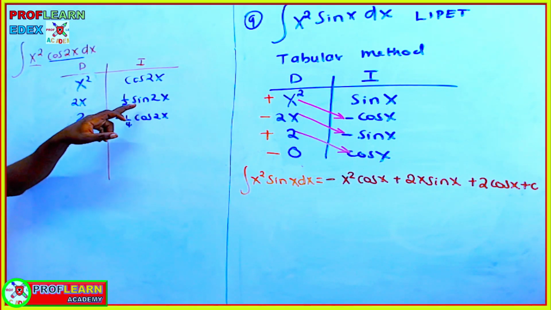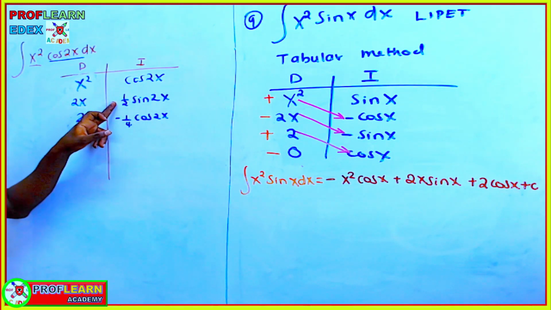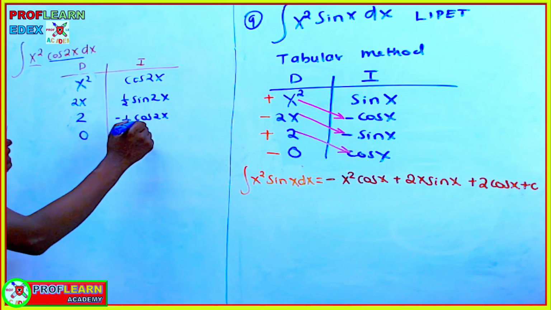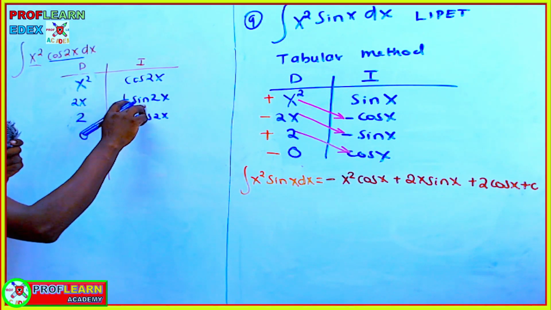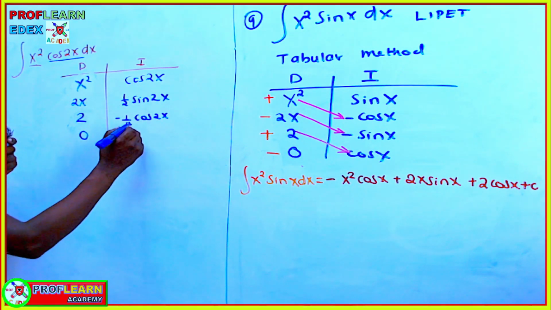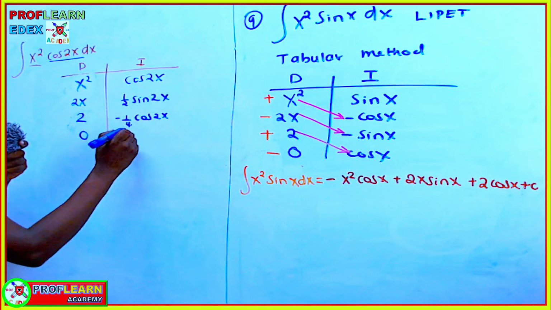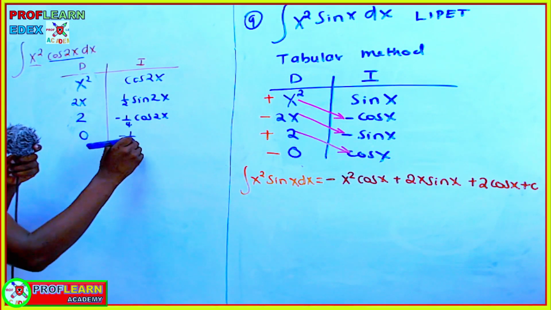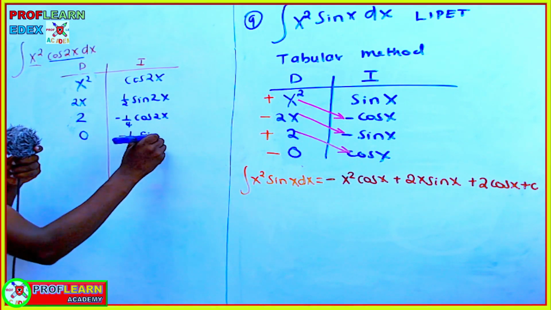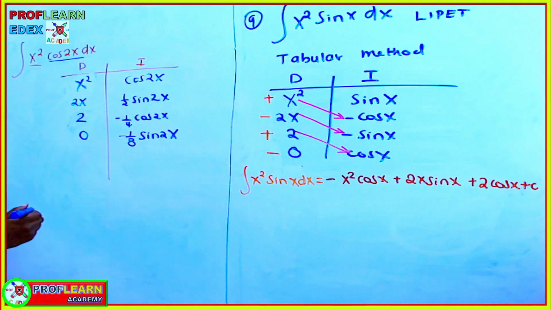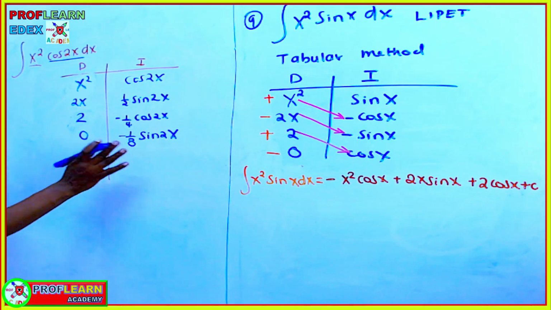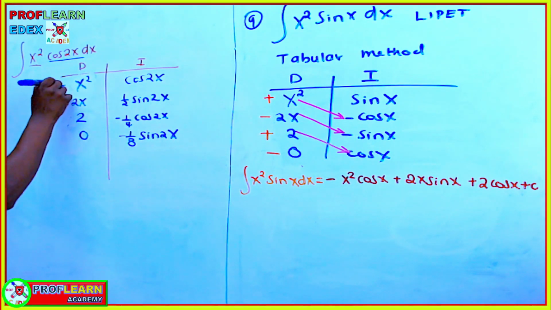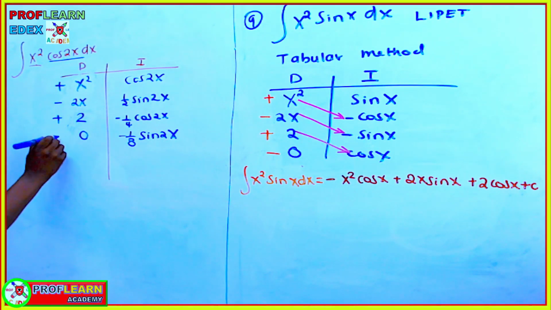Because if you integrate this, you are going to have another 1 over 2, which is multiplied to this 1 over 2, and you get negative 1 over 4, because integrating sine, you get negative cos. Now, again, integrating this, we are going to get negative 1 over 8 sine 2x. Since we have 0 here, we stop at that point. So, which signs are we going to use? Positive, negative, positive, negative.